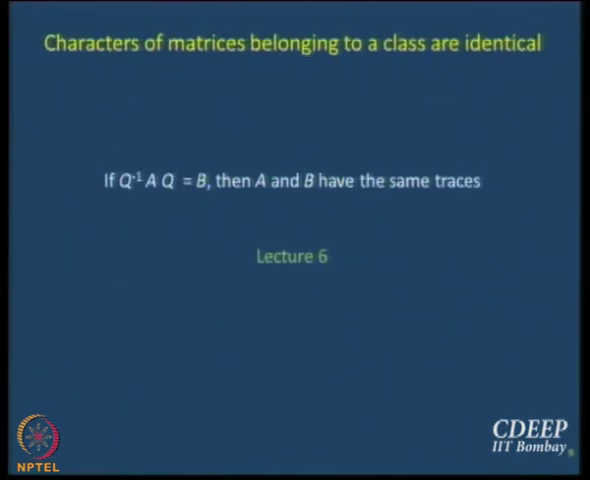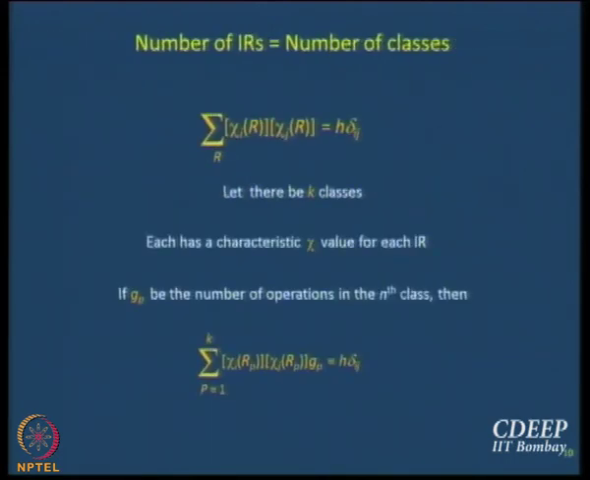The next rule is something we know already. The characters of matrices belonging to a class are identical. We discussed this in lecture 6, right? If Q inverse A Q equals B, then A and B have the same traces. Trace and character are one and the same. The last is very useful. In fact, you will see in our subsequent discussion, we will start with this.